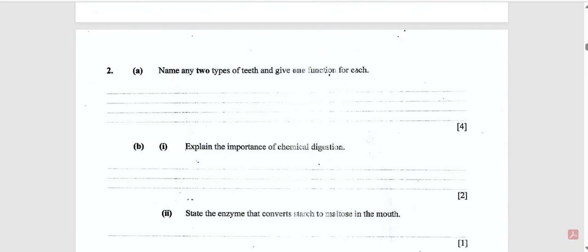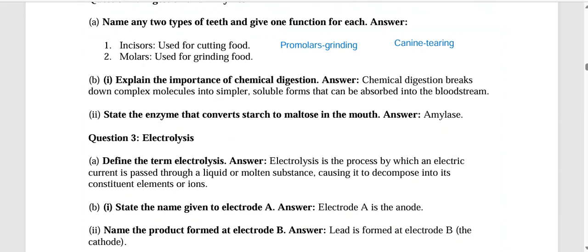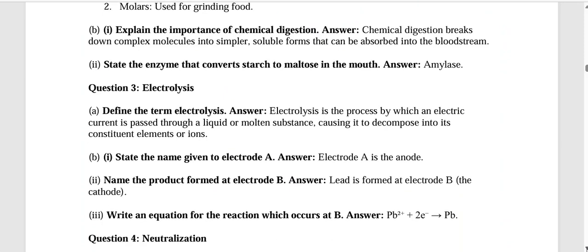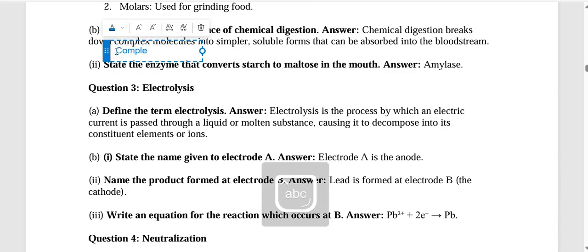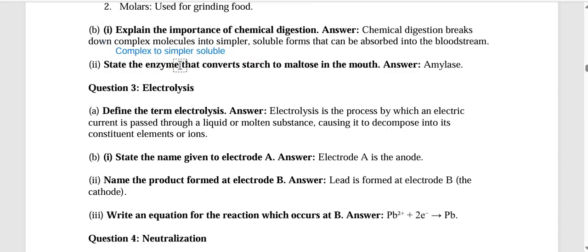Explain the importance of chemical digestion. So chemical digestion, as opposed to physical digestion. The importance of chemical digestion is that it breaks down complex molecules into simpler soluble forms. You must remember these key terms: breaking down complex to simpler soluble molecules.